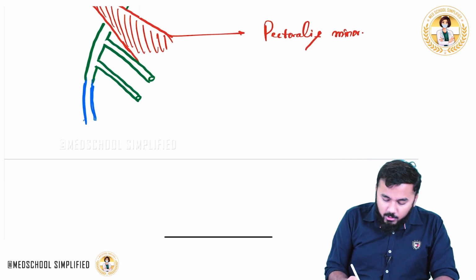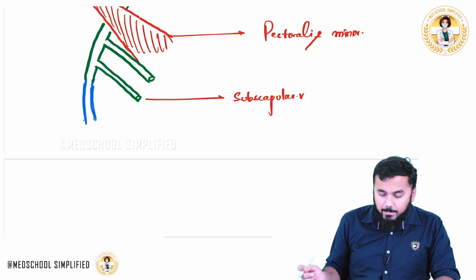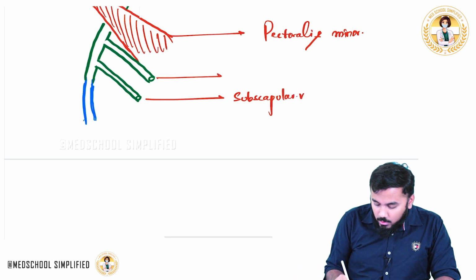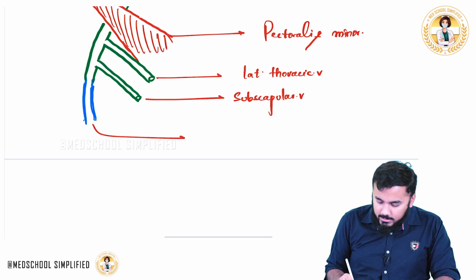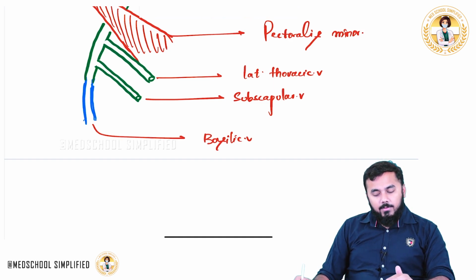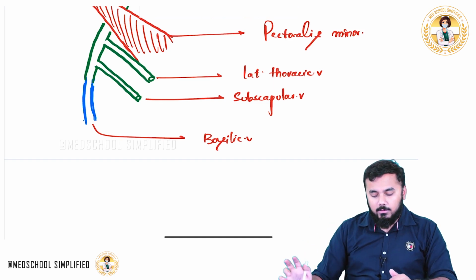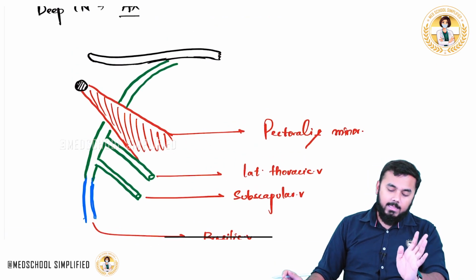So what is this branch of the axillary vein called? This branch is called the subscapular vein. Next, this branch is called the lateral thoracic vein. And obviously this is your basilic vein, right? So the basilic vein is draining into the axillary vein, and two branches, subscapular and lateral thoracic vein, are the branches of the axillary vein. So this is entirely the axillary vein.